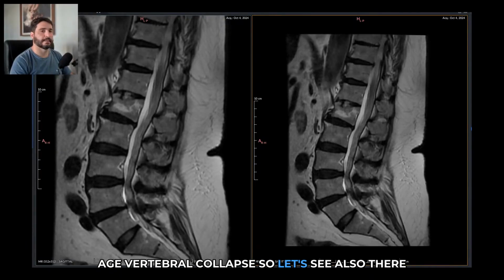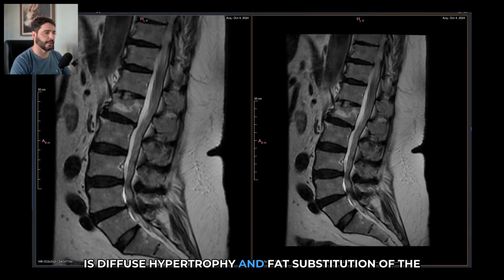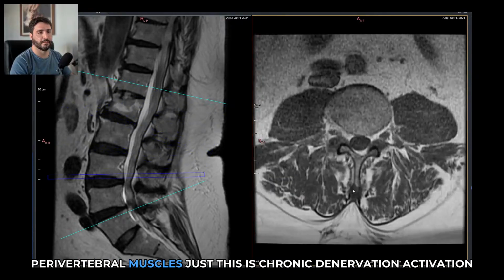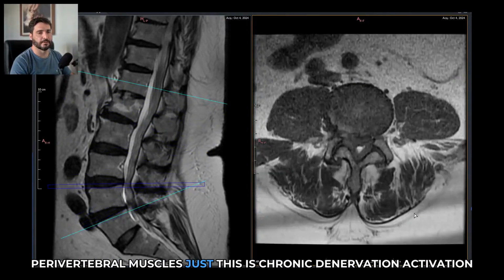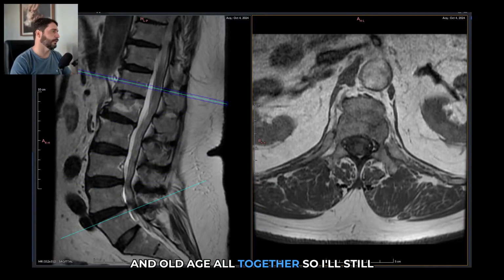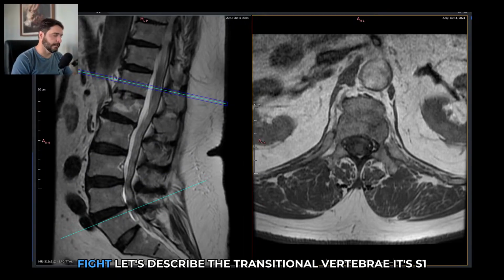So let's see. Also, there is diffuse hypertrophy and fat substitution of the perivertebral muscles. This is chronic denervation and old age all together. So osteophytes. Let's describe the transitional vertebra.